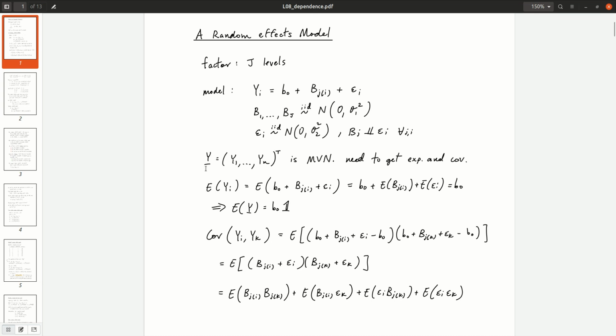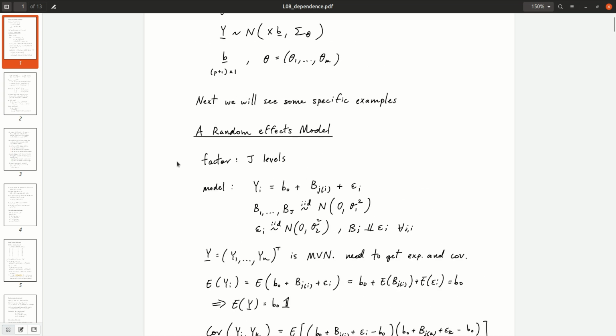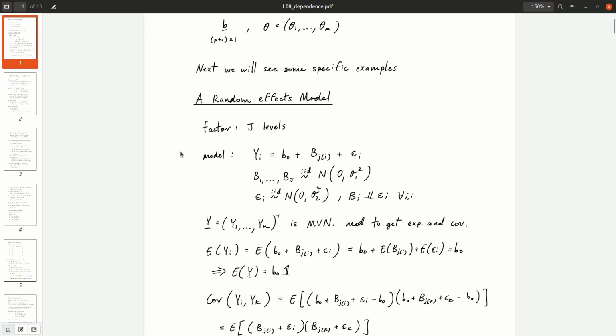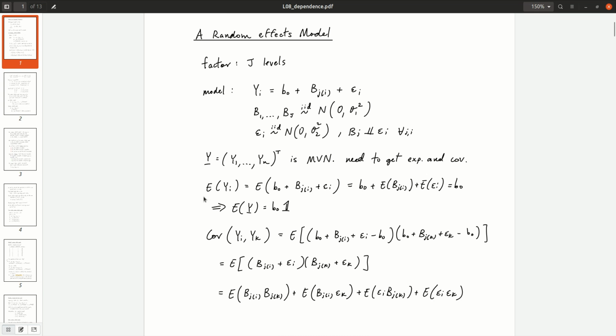Now, if you take the collection of responses, y, and put them in a vector, y1 up to yn, this has a multivariate normal distribution. So in order to fully specify that multivariate normal distribution, we need to figure out what the expected value vector and the covariance matrix is. So if we look back up to our general example, it turns out that this model that we've just specified falls into this category of models, multivariate normal, mean XB, covariance sigma sub theta. So what we're going to do next is figure out what X and B are and what sigma sub theta is.